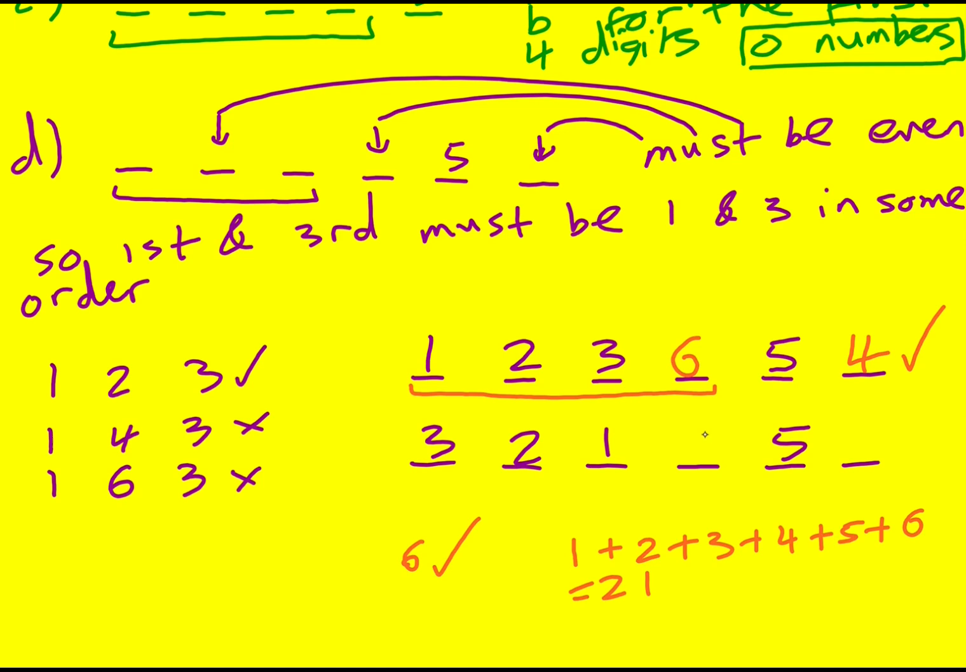With 3, 2, 1, if I put a 4 here now, then it won't work because 14 is not divisible by 4. But again, if I put 6 here, then it will be. And I can put 4 here. So it turns out in this situation, there are going to be 2 numbers.